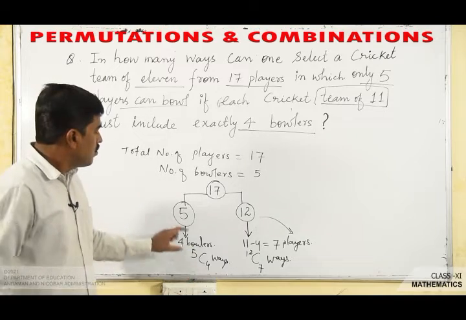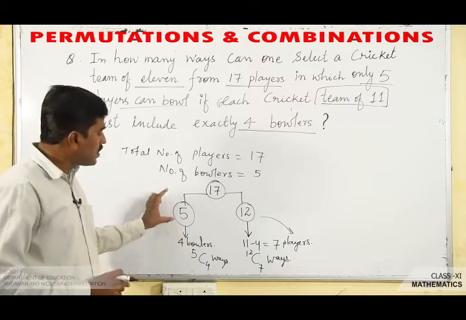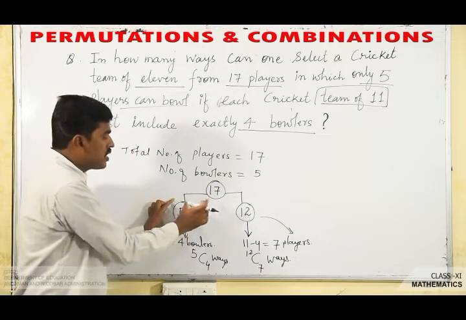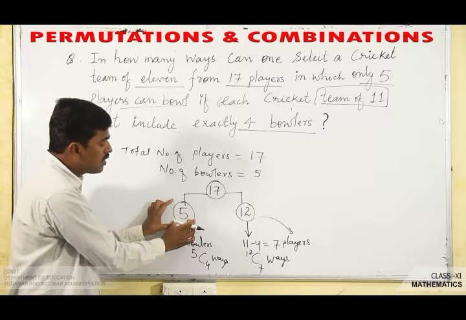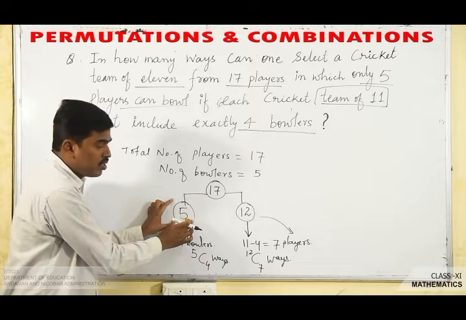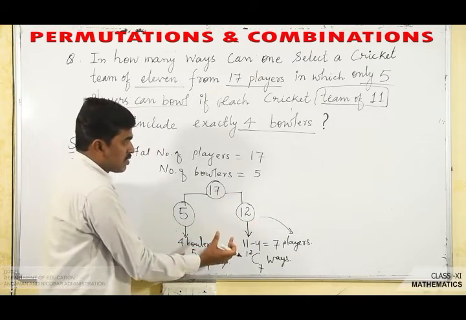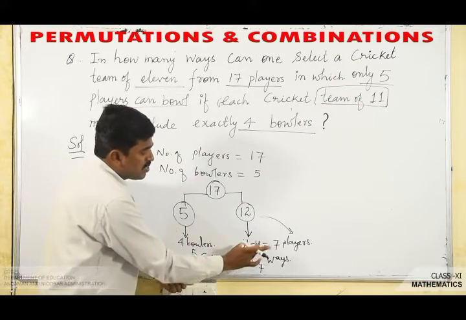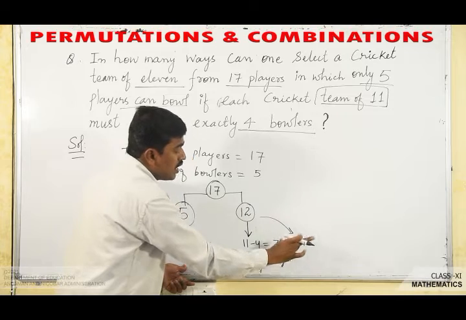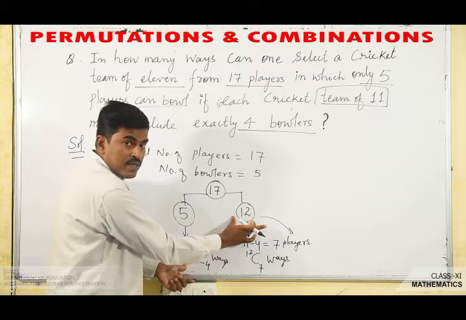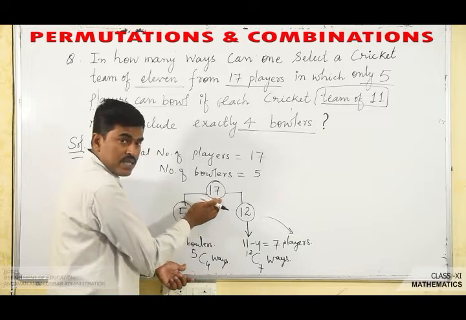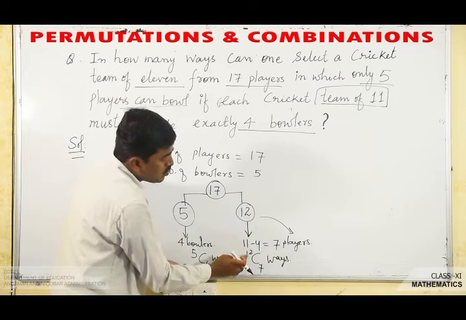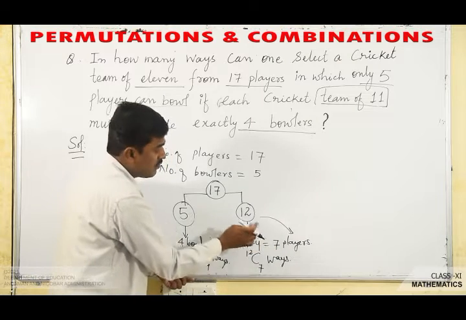So first of all, we have to select 4 bowlers out of these 5 bowlers. Here the total number of players is 17, in which there are 5 bowlers. So we have to select 4 bowlers out of these 5 bowlers, and for the remaining number of players, we have to make a team of 11 players. So the remaining number is 11 minus 4, that is 7 players, and 7 players have to be selected from the remaining players from this 17, that is 12. So this can be selected in how many ways? 12C7 ways.